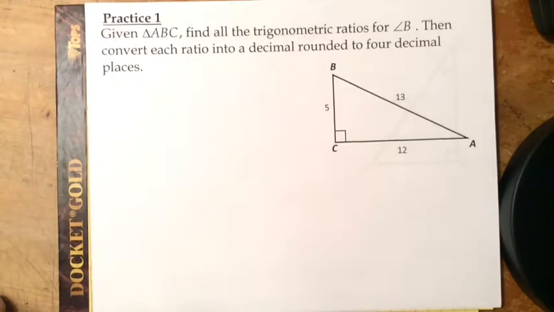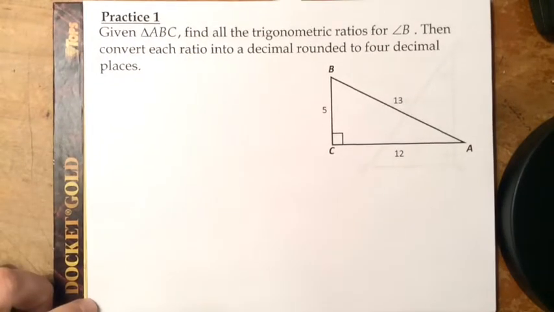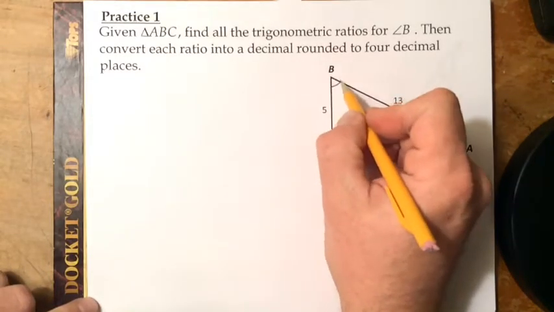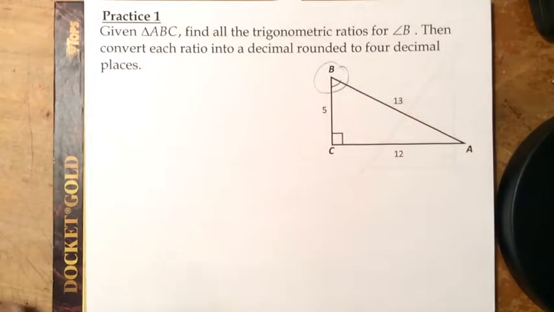Practice 1. Given triangle ABC, find all the trigonometric ratios for angle B. Then convert each ratio into a decimal rounded to 4 decimal places. Try this one on your own by pressing pause on the video. When you're ready, turn it back on and see if you were correct.